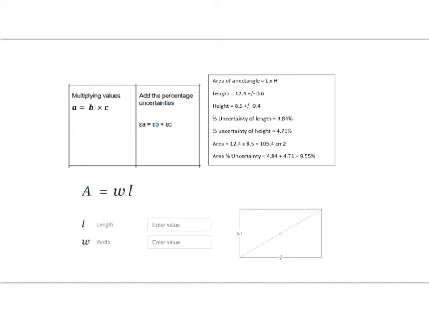In this example, we've got a length of 12.4 and a height of 8.5, and we've got the uncertainty of each of those measurements. To get the percentage uncertainty of a length, remember you do the uncertainty divided by the measurement times 100. So this comes out with 4.84: 0.6 divided by 12.4 times 100. The uncertainty of height would be 0.4 divided by 8.5 times 100, giving 4.71. The area of the rectangle is your length times your height, and for the total percentage uncertainty, you add the two together, and it gives you 9.55%.